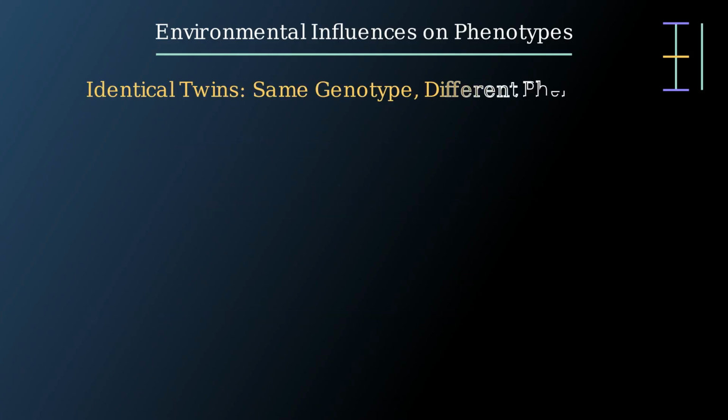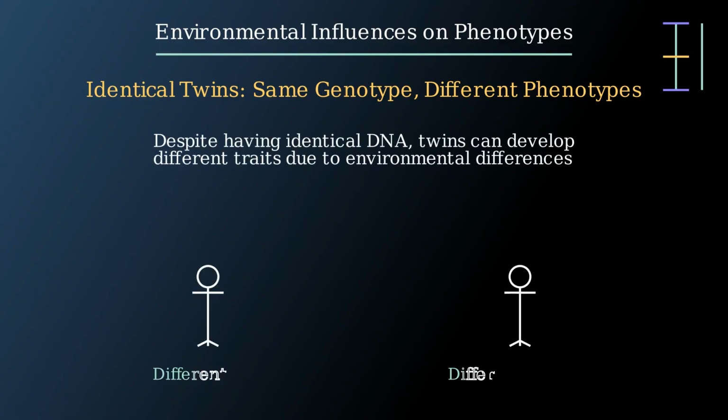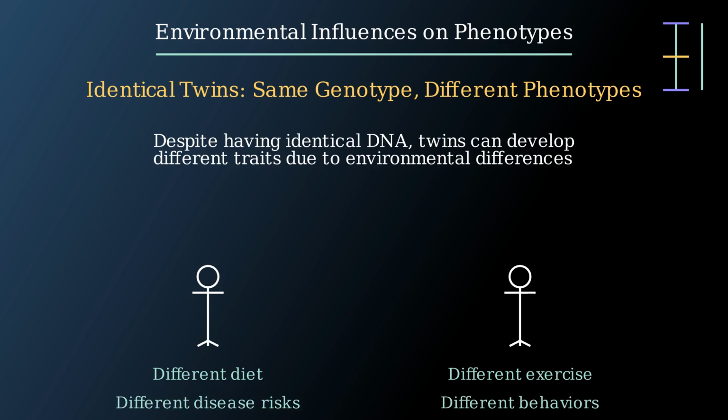Identical twins provide a perfect example of how environment affects phenotype. Despite having identical DNA, twins can develop different traits due to environmental differences. These differences can include height, weight, disease susceptibility, and even behavior patterns, all influenced by factors like diet, exercise, and other environmental exposures.